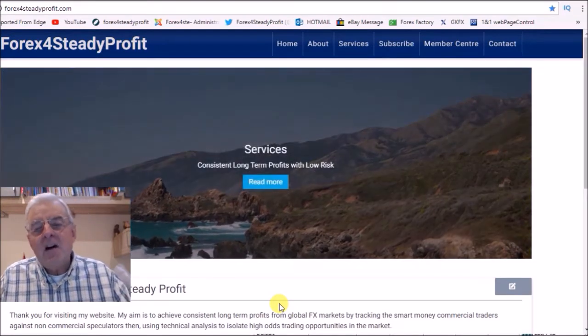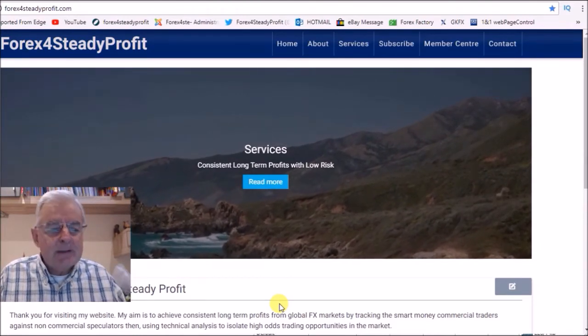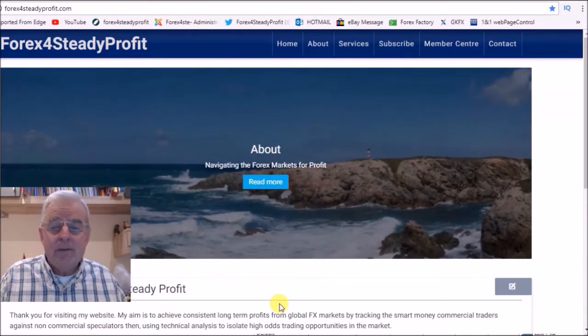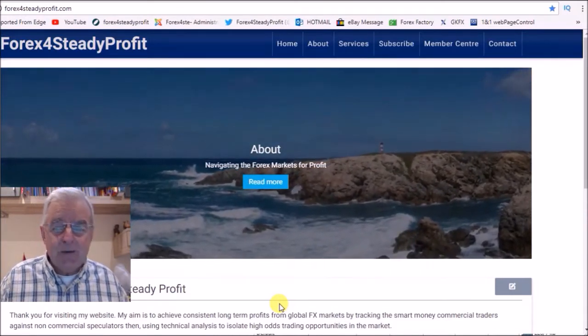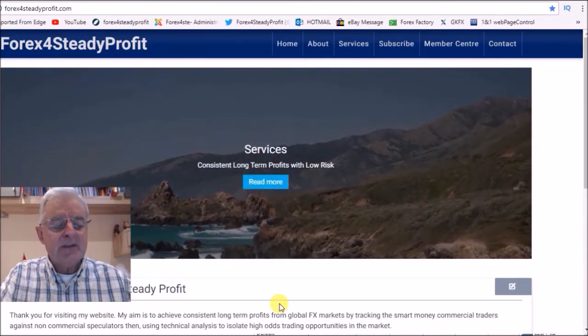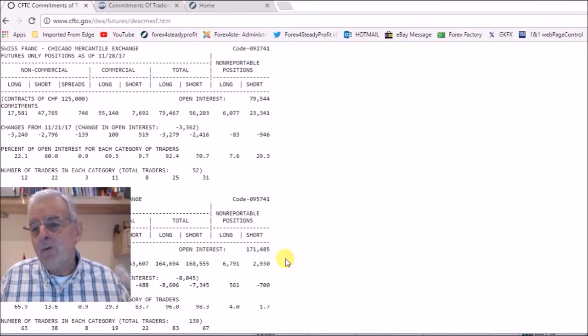This is forexforsteadyprofit.com. I've been asked by Felicity, one of my subscribers, to explain the ratios and also the divergence on the commitment of traders. So I'll go ahead and get that sorted. Just have a look at the commitment of traders chart. Right, so this is the commitment of traders report in its raw form.